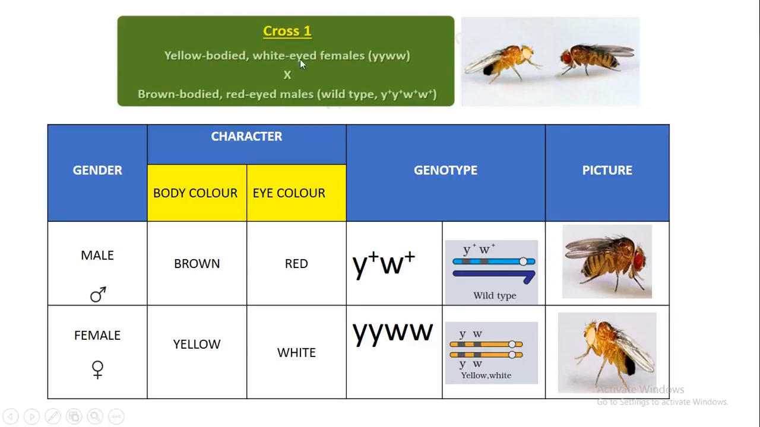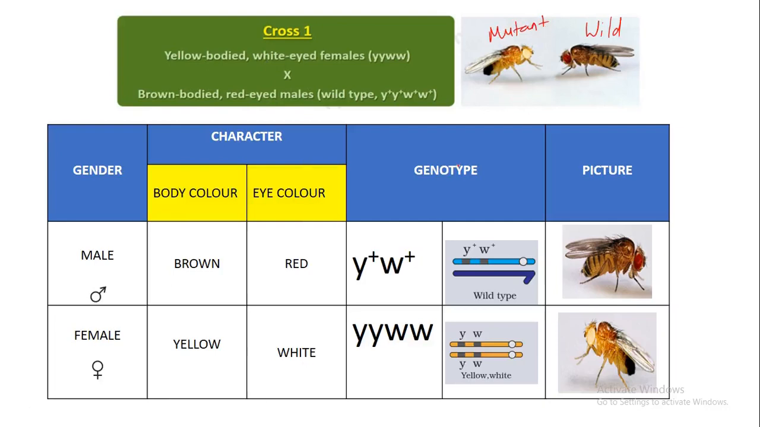We have yellow body, white-eyed female. The characters are chosen in the color of the body and the eye color. Okay, and this is the genotype and this is the picture. So body color in what they have given, brown body. So male oda body vandu brown and the other one is female du vandu yellow. And eye color pathina it is male du vandu red eye color and female du vandu white eye color. Idu vandu nama mutant nu sollikalam. So this one is wild type, idu vandu wild type and this is mutant. There is a change, right?